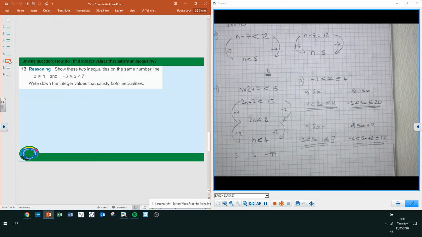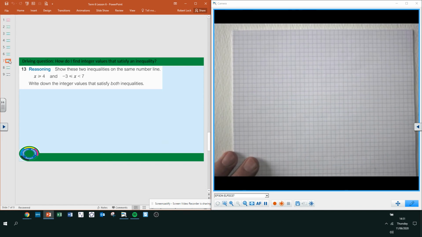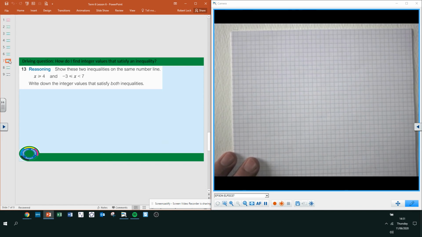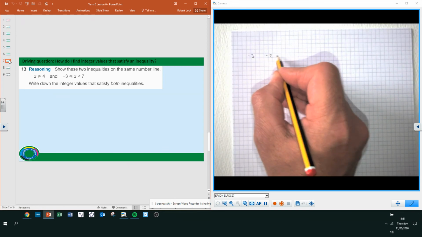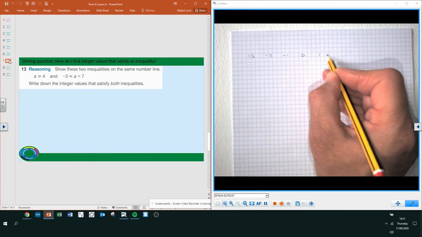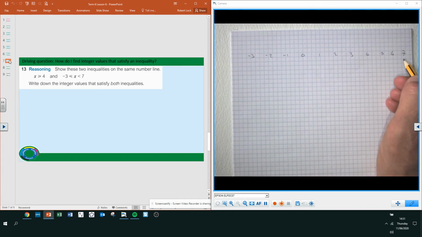Question 13. Show these two inequalities on the same number line. X is larger or equal to 4, and X is greater than or equal to minus 3, but smaller than 7. So let's get the big one out of the way now. Minus 3, minus 2, minus 1, 0, 1, 2, 3, 4, 5, 6, 7.